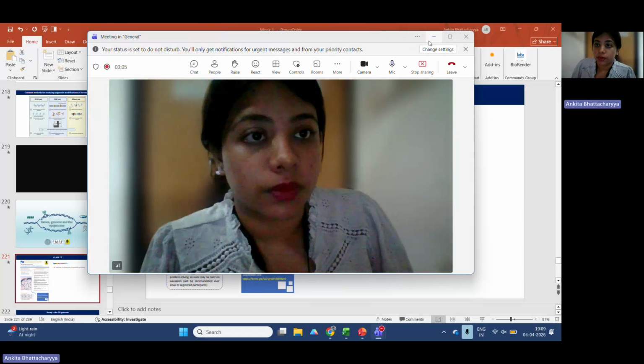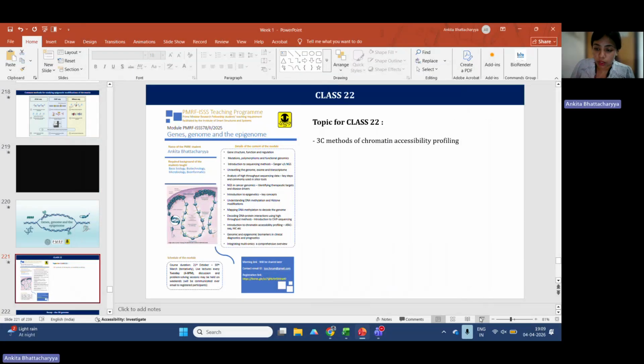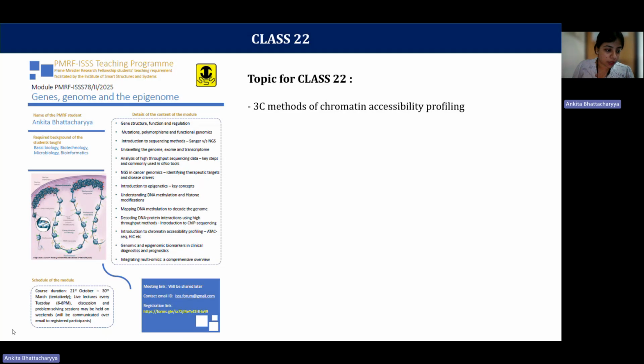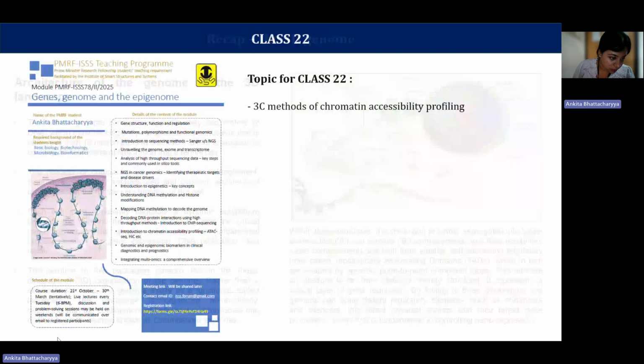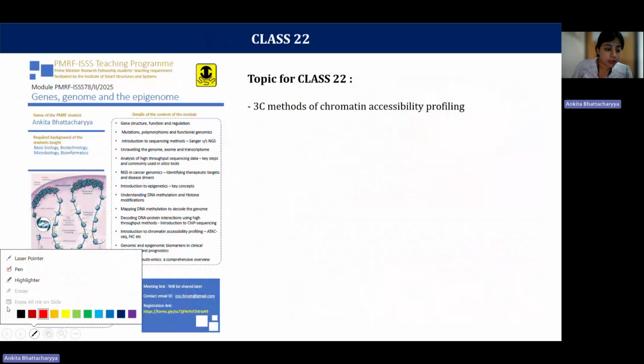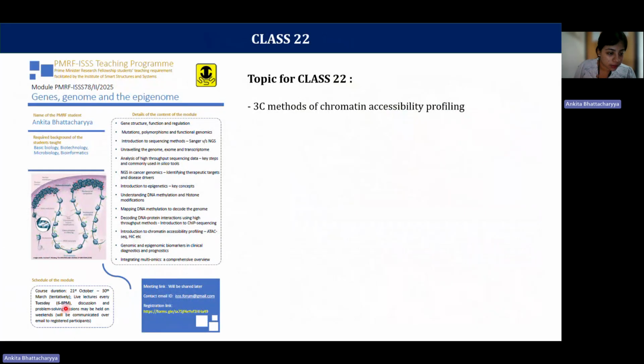So, if you see here, I'll just give a quick recap of yesterday's discussion so that we can recapitulate and connect it with our discussion for today. In yesterday's discussion, what we had looked at was the 3C domain, or the 3C methods of chromatin accessibility profiling.